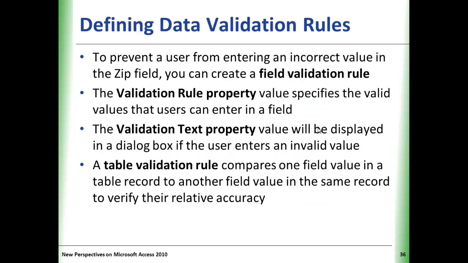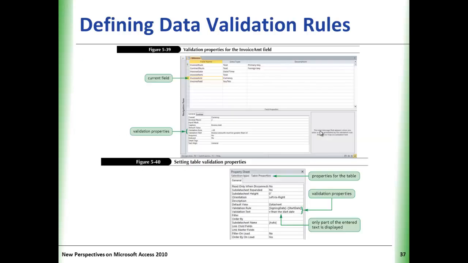Data validation rules. Data validation allows us to restrict values that can be input into a field. And we have a couple of options on this. We have field level validation rules, which are written for the field, so they're written in the field properties, and they will apply to only that field. So if I want to test the invoice amount, I write a field level validation rule.